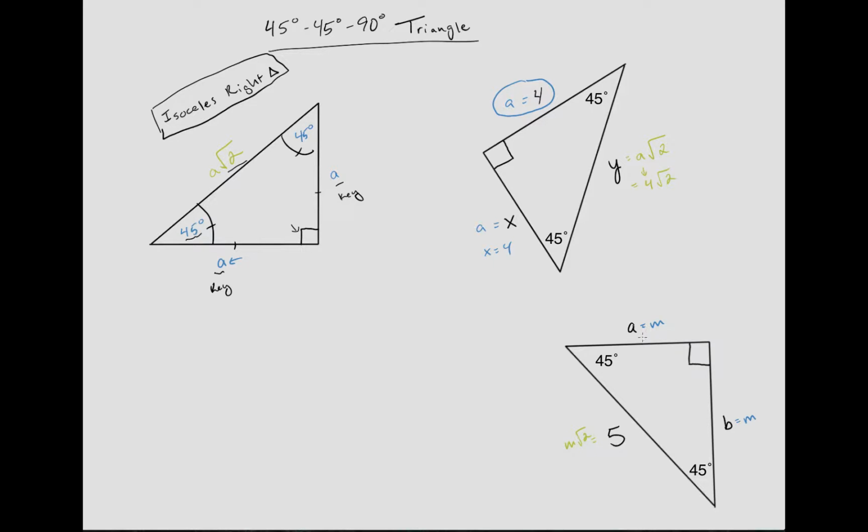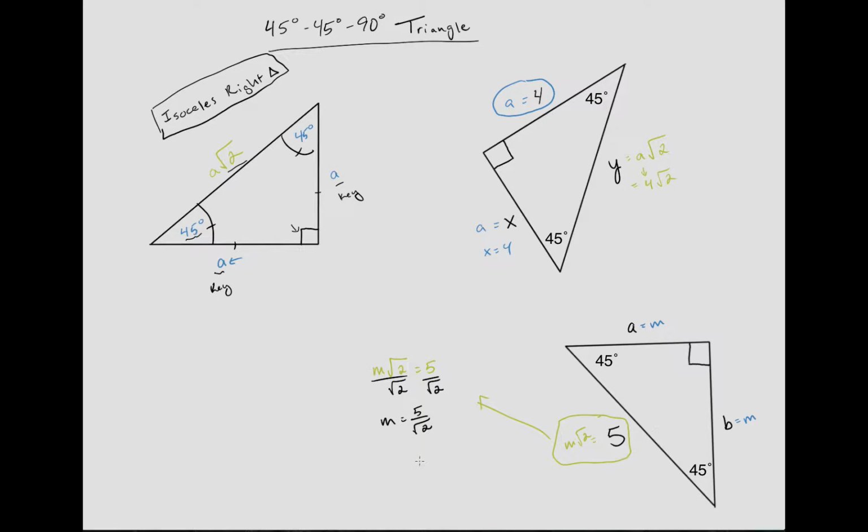And so unfortunately in this problem, it's not so simple. I don't know the value of m yet. However, I do see that I have an equation here. The hypotenuse has to be whatever m is times the square root of 2, and they gave me the length of the hypotenuse. It's 5 in this case. So we can just do a little bit of arithmetic and solve for m here.